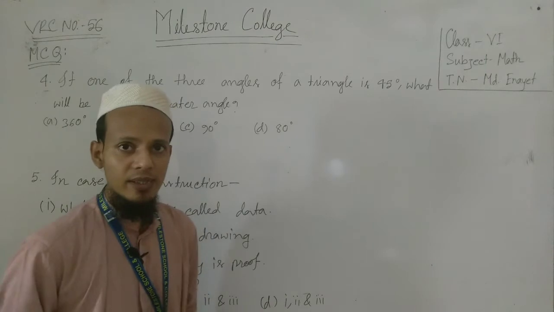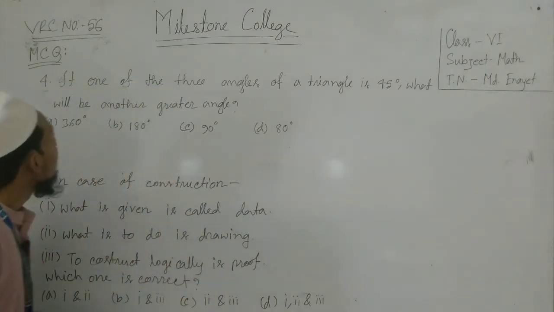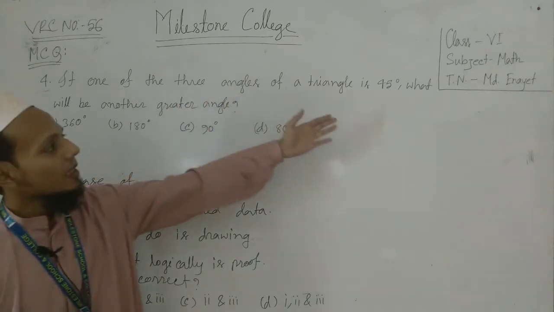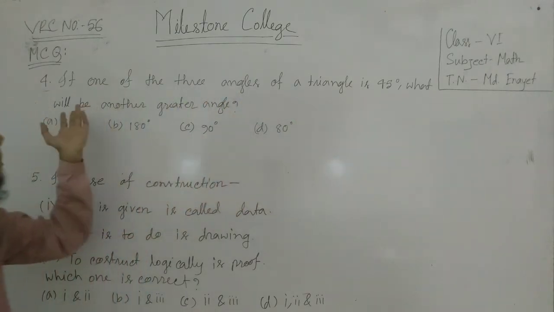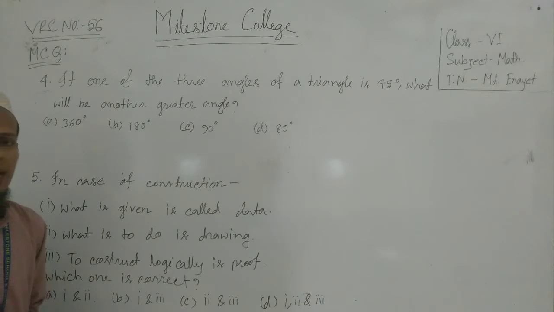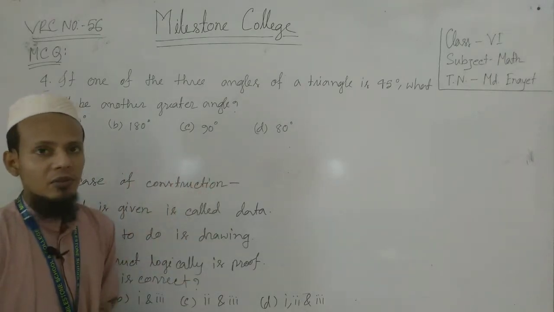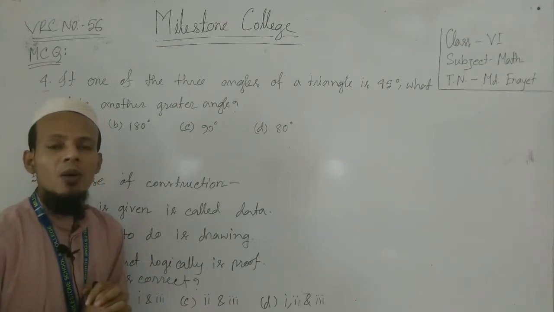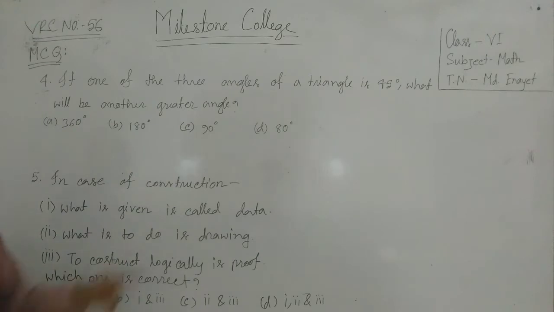My dear students, here the question number 4 is in front of you. If one of the three angles of a triangle is 45 degree, what will be the other greater angle? Actually, there are two correct options, C and D both are correct options. Why? Because you know the sum of three angles of a triangle is 180 degree. So, one of the angles is given already, 45 degree.